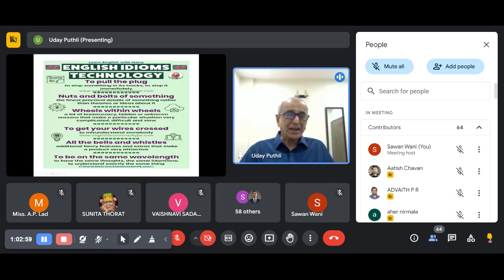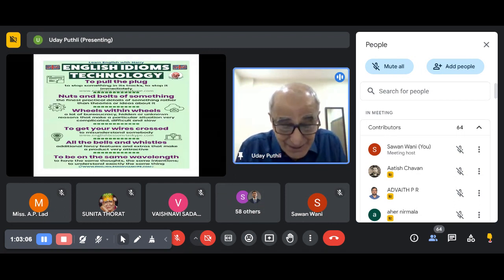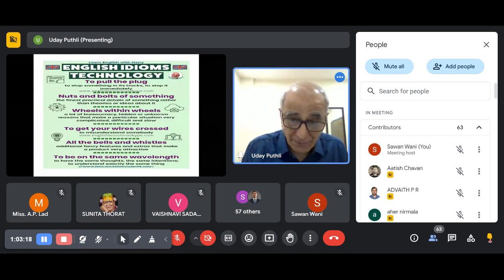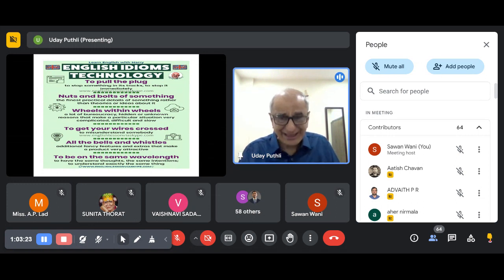Okay, here is just a slide that shows to pull the plug. We saw nuts and bolts. Now, he has not talked about nuts and bolts, he has talked about bells and whistles. Nuts and bolts is something slightly different from bells and whistles, and this is something that you probably know because most people use this. Nuts and bolts is the finer detail of whatever you're working on. Now, I am working on my computer.